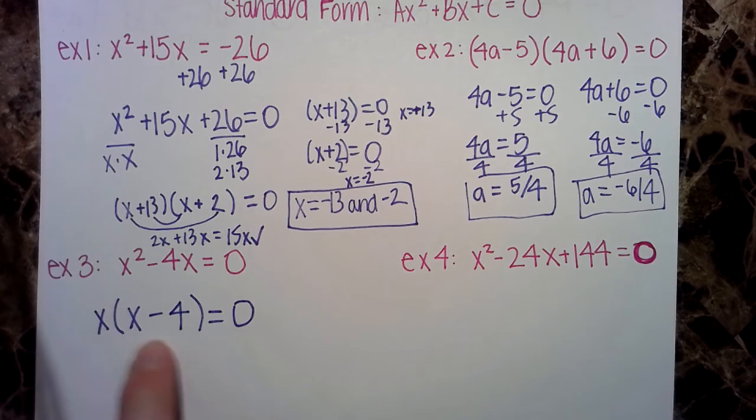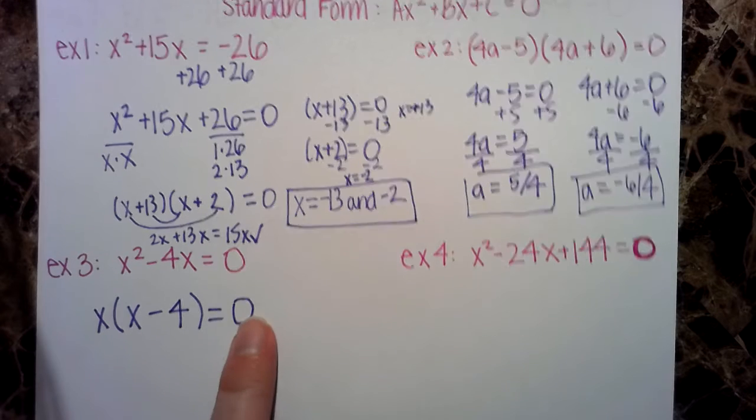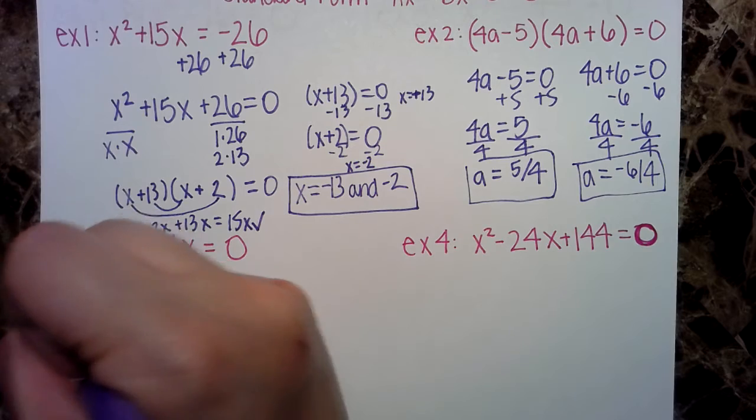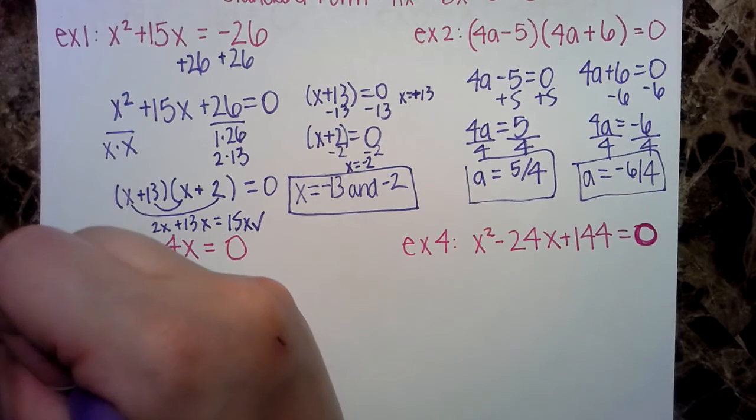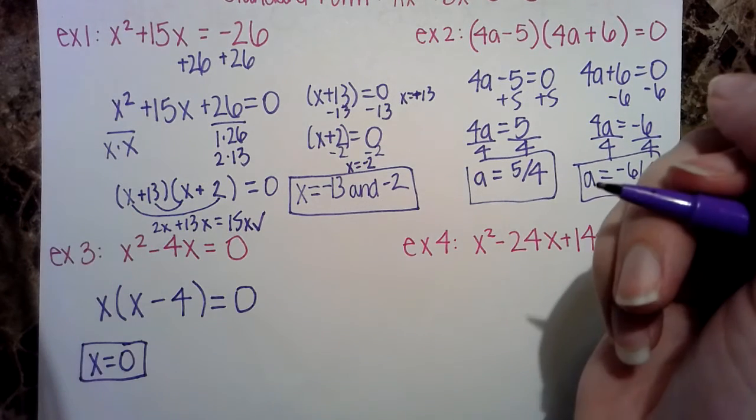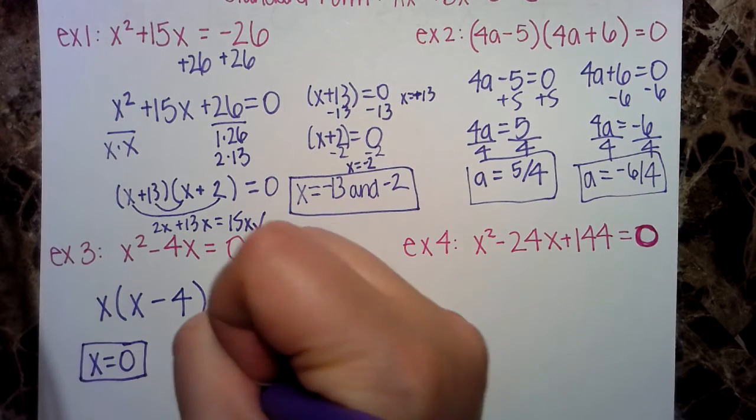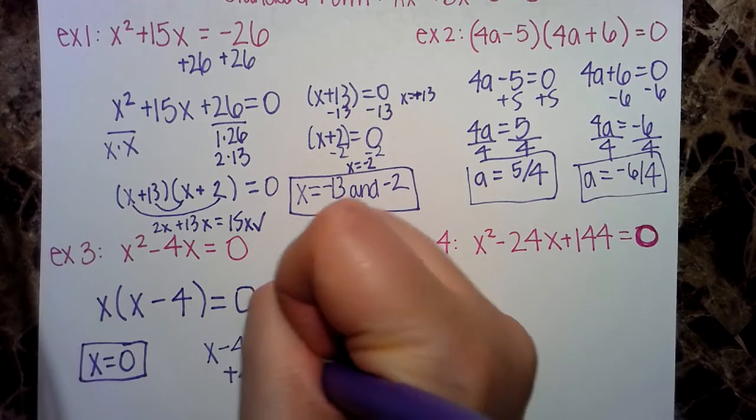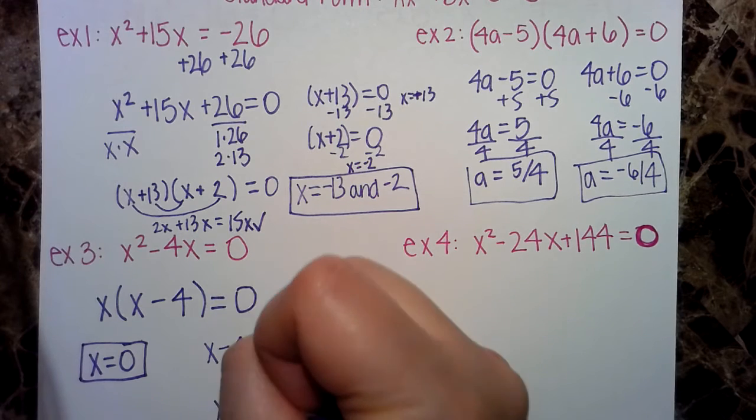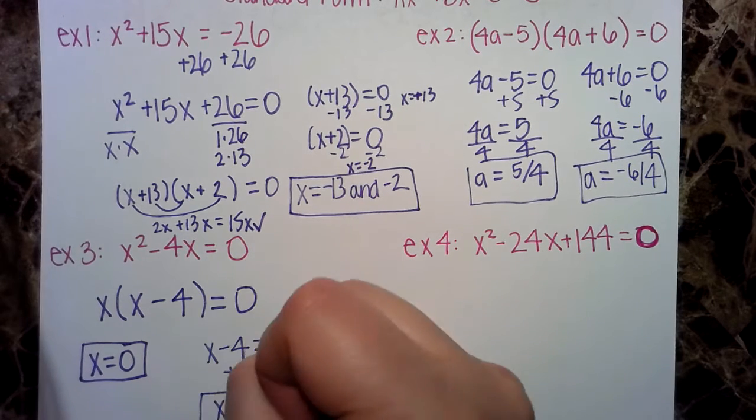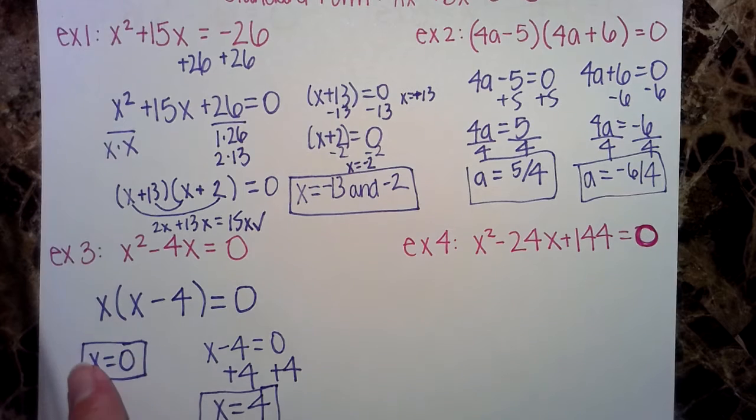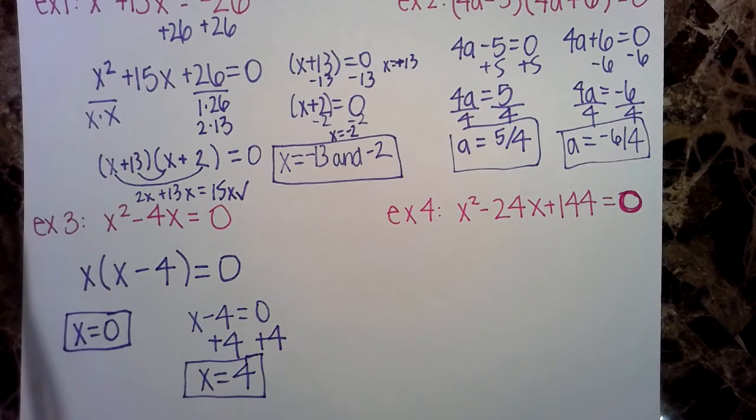So what I'm going to do is set my GCF equal to 0, and I'm going to set also my x minus 4 equal to 0. So my GCF x equals 0, that's one of my answers. My other one, I'm going to do x minus 4 equals 0. I'm going to add 4 to each side, and I'm going to get x equals 4. So that's my other solution. So my two solutions are x equals 0 and x equals 4.